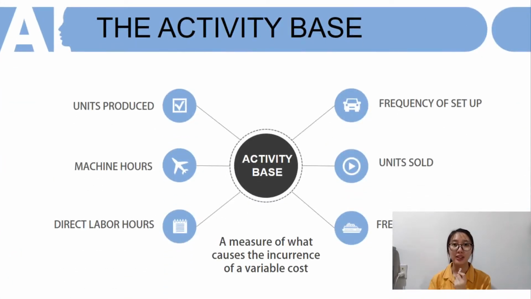And then the next one is going to talk about the activity base. The activity base is also well known as the cost driver. It's a measure of what causes the incurrence of a variable cost. The question here is, why do we need the activity base? Well, the activity base can be used by the company to categorize whether a cost can be considered a variable cost or a fixed cost. There are some examples of activity bases which are really familiar to us, such as units produced, machine hours, direct labor hours, frequency of setup, frequency of order, units sold, and etc.